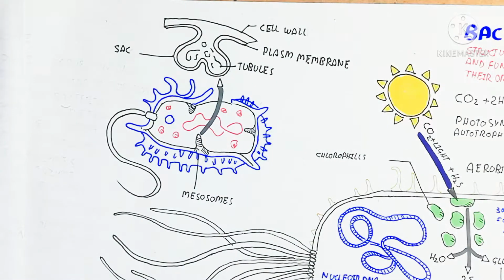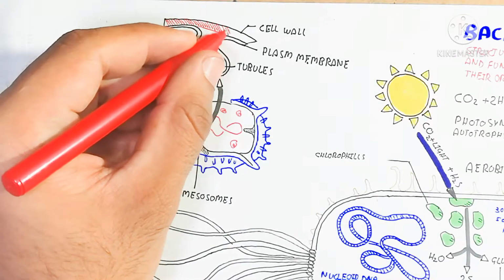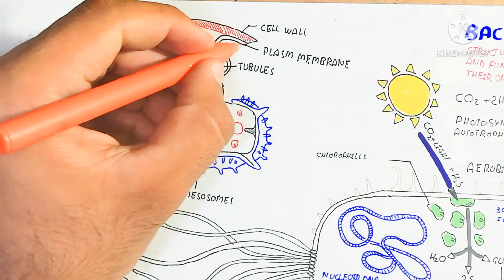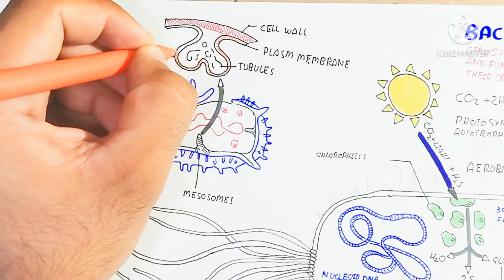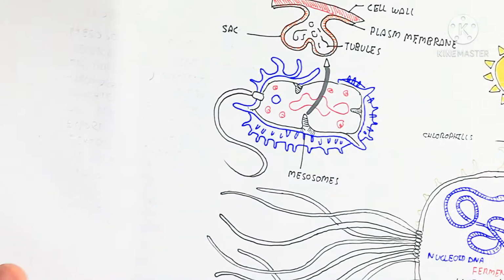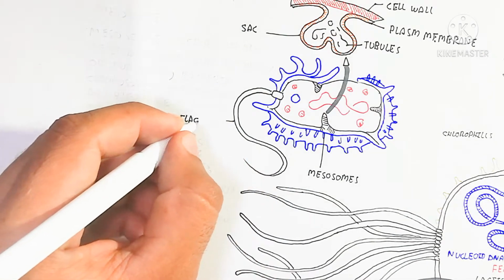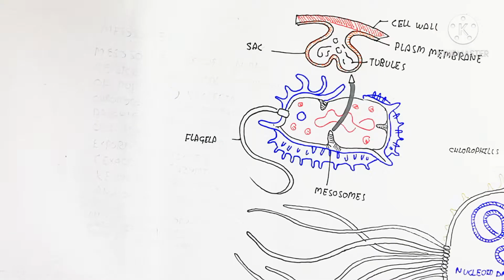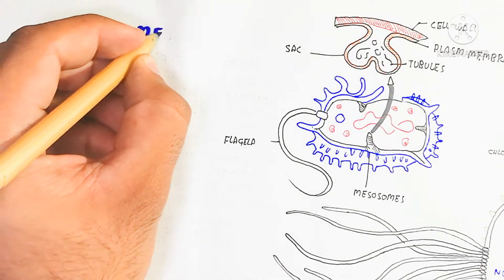And it is important to note that the mesosome looks like this. The cell wall is here, but inside is the plasma membrane, and the plasma membrane will invaginate inward to produce tubules, and that structure looks like this. So this is the sac-like structure. It is also important to know that here is a flagella.